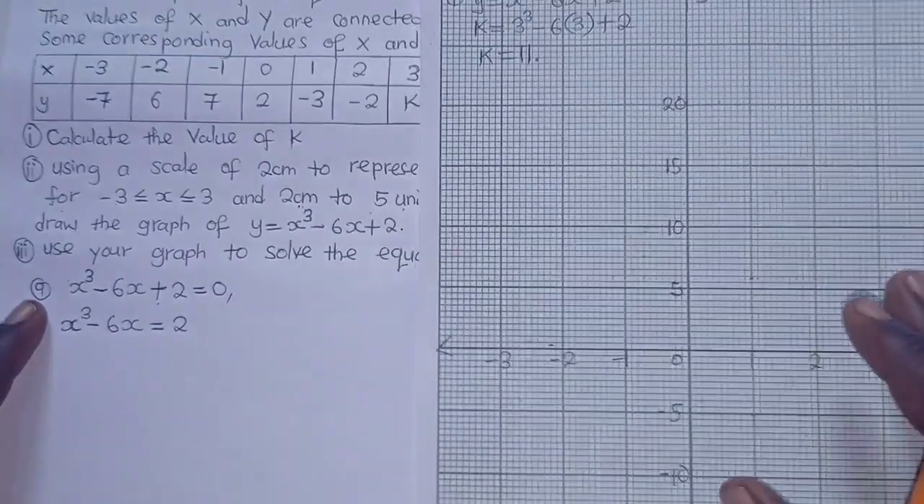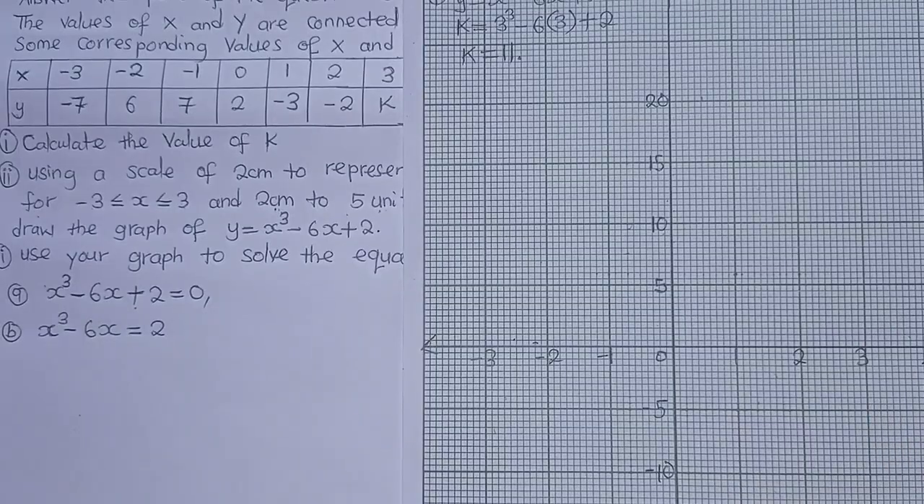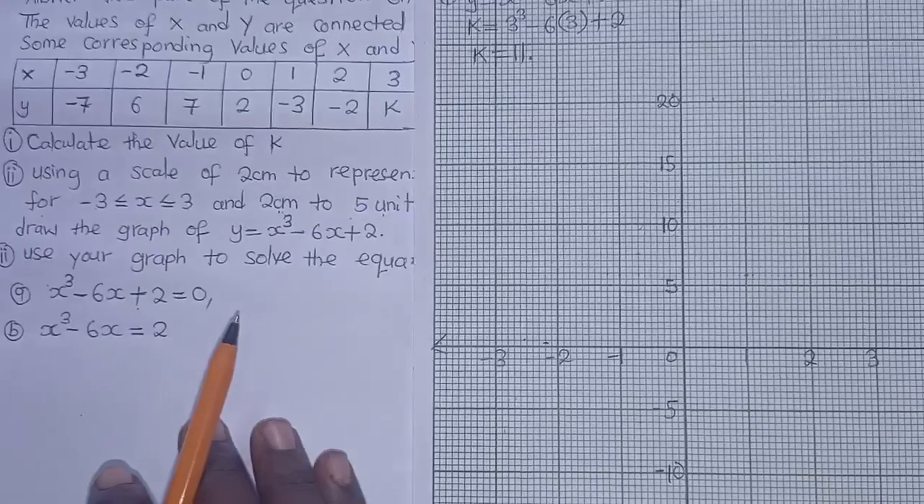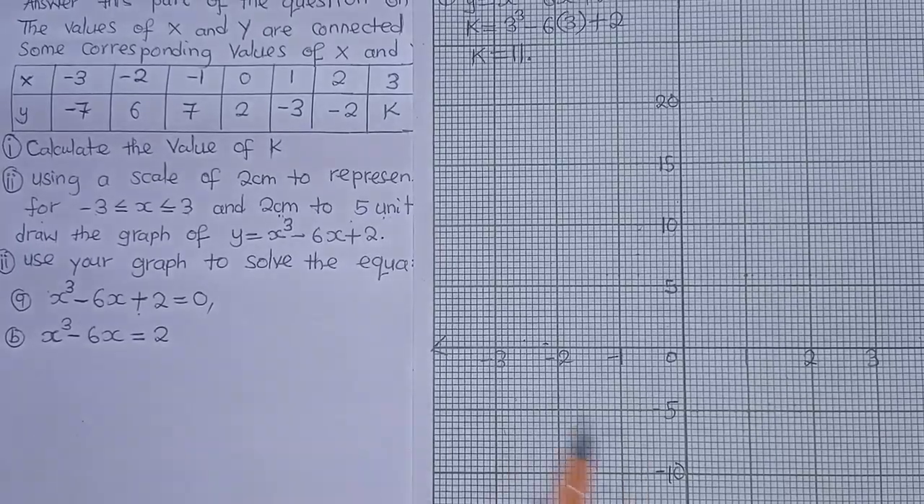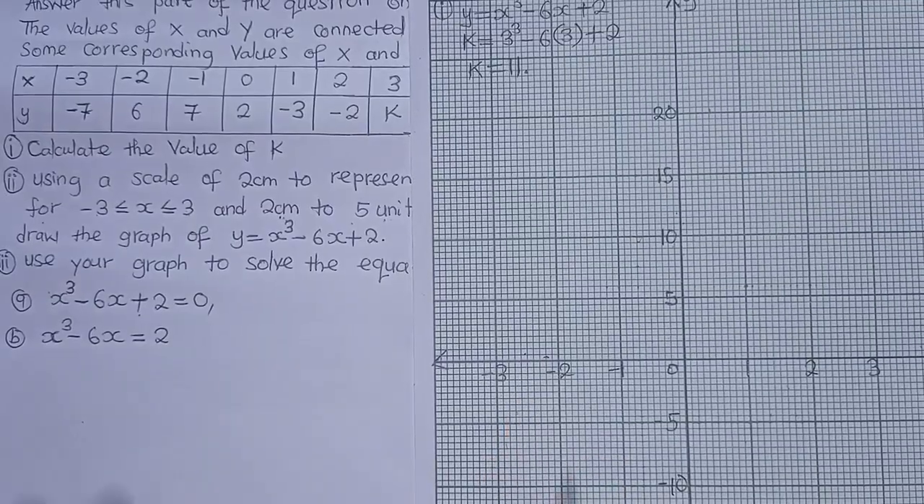After doing this, I start plotting. So I need to start plotting these things now. How do I plot? The first value here, have you seen after you've done everything, the question is saying, draw the graph of y is equal to x cubed minus 6x plus 2. So I need now to plot or draw this particular graph. Given these values, how then am I supposed to draw?